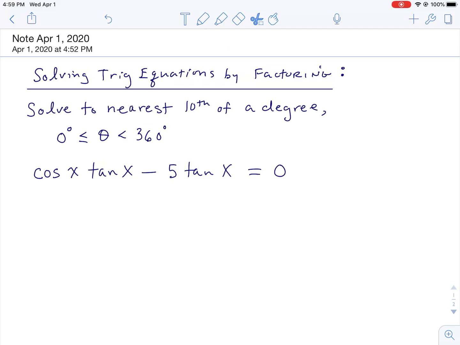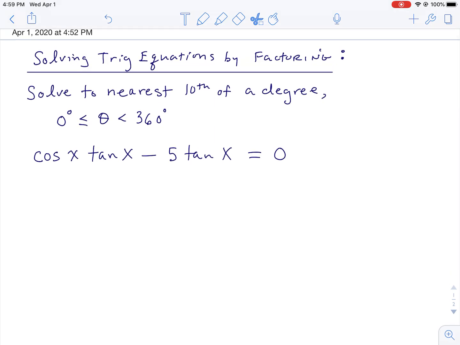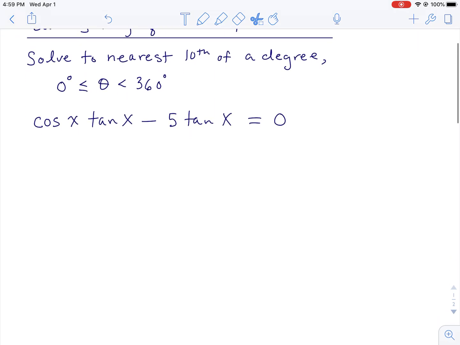Okay, in this video we're going to solve trig equations by factoring, and we're going to do this in degrees, but we could just as well do it in radians. The steps are basically the same until the end. And of course, factoring is a mixed bag. You've got to figure out what type of factoring you have to do here.